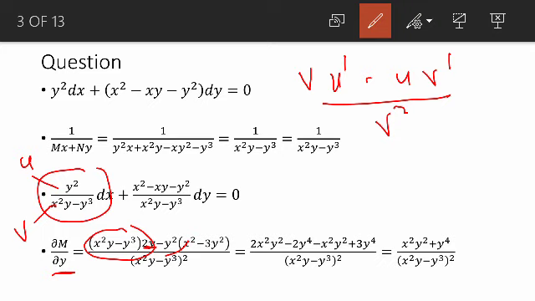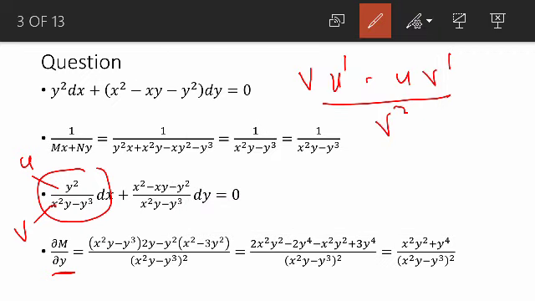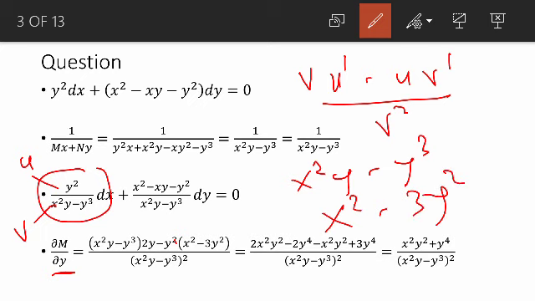Okay, and sorry, let's rub this off. So we have minus u, so your u is y squared, which is what we have here. Then the v prime, that's the derivative of the denominator with respect to y. When you differentiate x squared y minus y cubed with respect to y, you are going to get x squared minus 3y squared. So that's exactly what we get here. Then everything all over v squared, which is what we have here.